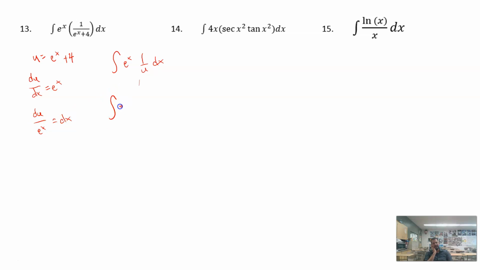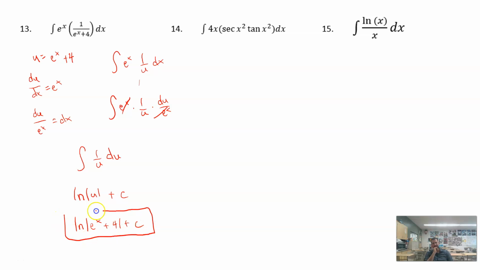I plug that in. I get the integral of e to the x multiplied by 1 over u, multiplied by du over e to the x, and the e to the x's cancel out. So now I have the integral of 1 over u du. Take the antiderivative of that. I get the ln of the absolute value of u plus c. And then the last step, remember, is just to take our u and plug that back in. So there's your answer for number 13.